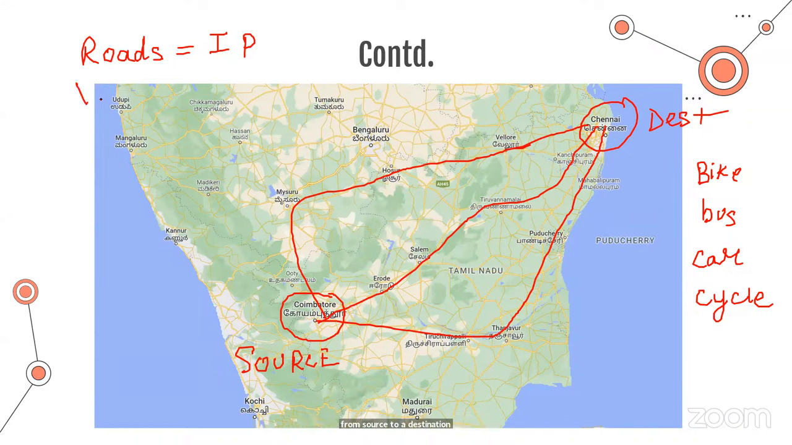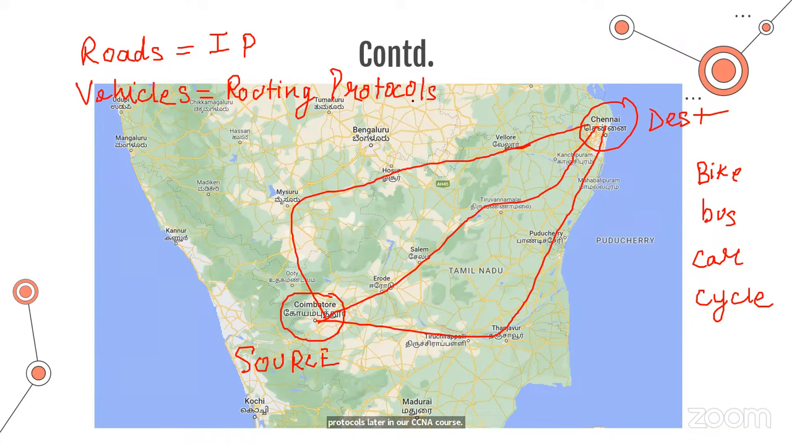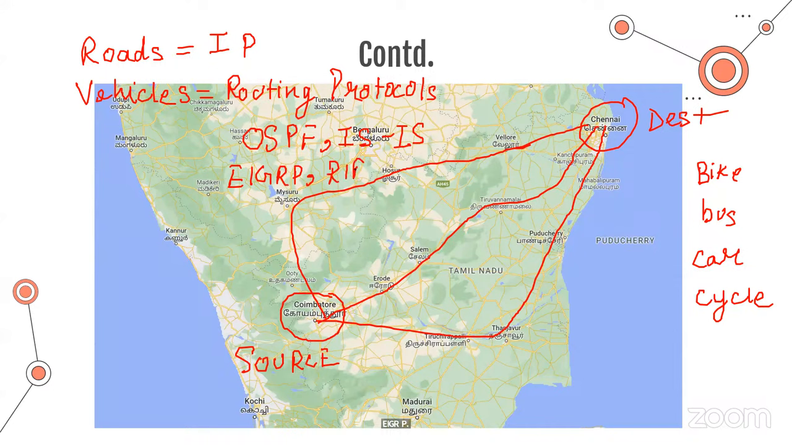And these vehicles are basically your routing protocols. We'll understand these routing protocols later in our CCNA course. There are a few different routing protocols in our computer network. A few of them are OSPF, the majorly used routing protocol, and then you have ISIS, Intermediary System to Intermediary System, EIGRP, and RIP, Routing Information Protocol. So these are a few vehicles of computer networks which will help your data to go from the source to the destination.